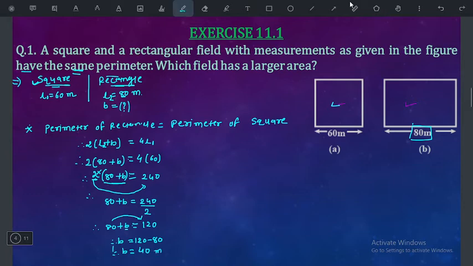Okay, now we have both the measurements of rectangle, length and breadth. Breadth we found out, length is given. Now which field has larger area, square has larger area or rectangle has larger area? Now first of all, find out the area.